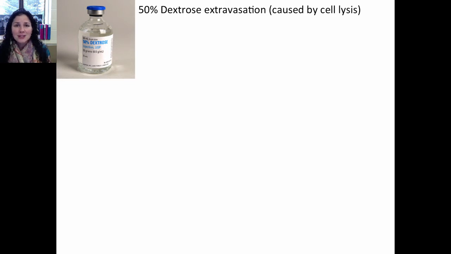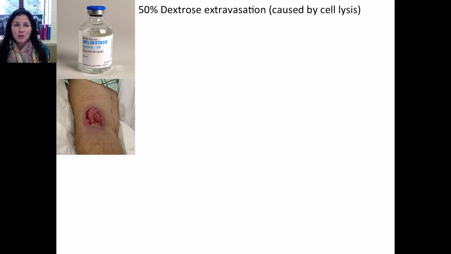Red blood cells are isotonic with 5% dextrose. So this is a very hypertonic solution. Hypertonic solutions will cause crenation, and they can cause cells to die or lyse. Although it is standard procedure in many hospitals to inject 50% dextrose into patients that have low blood sugar, I'm going to show you what can happen to a patient when you inject a hypertonic solution into their blood vessels.